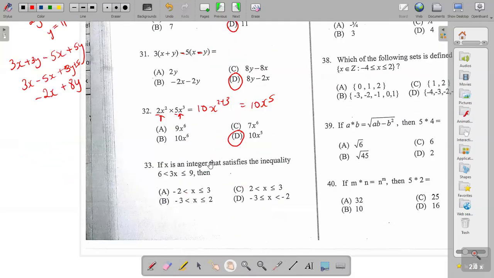If x is an integer that satisfies the inequality, so obviously here we want x, so we got to get rid of the 3. So what is happening here? Multiplication, so we divide. But we got 2 sides, so we got to divide by 3 on all sides. So this is going to cancel. So this is going to become 2 is less than x, which is less than or equal to 3. So which one is that one? The answer is C.